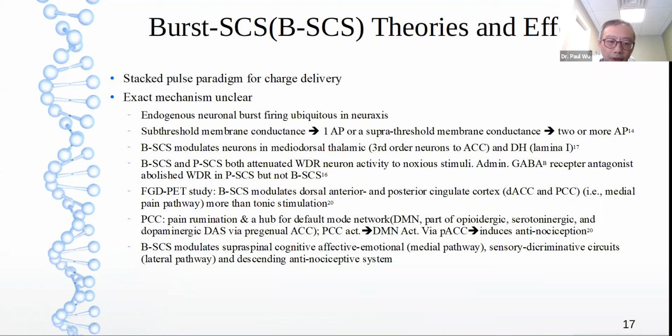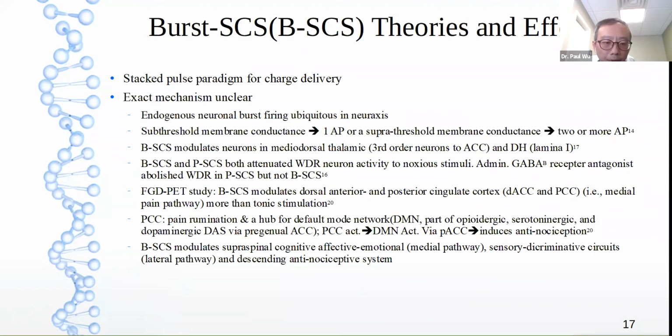The posterior cingulate cortex is important in pain rumination, and is a hub for the default mode network, which is a part of the opioidergic, serotonergic, as well as dopaminergic descending active antinociceptive system through the pregenual anterior cingulate cortex. This results in activation of the PCC, which causes activation of the default mode network, which induces antinociception.